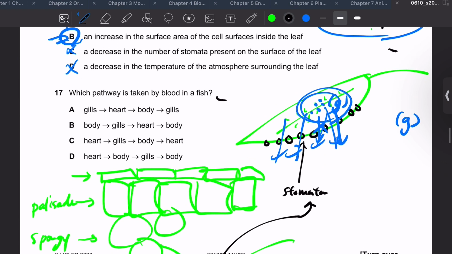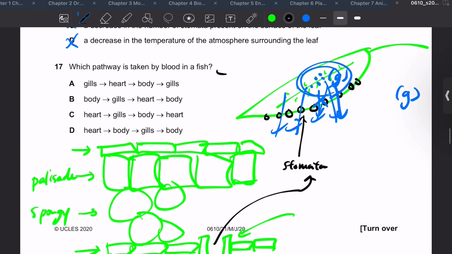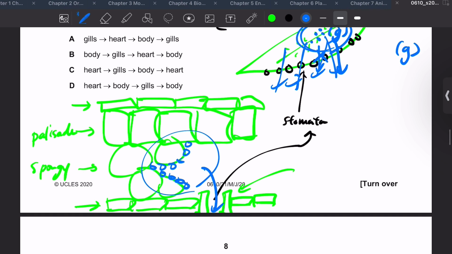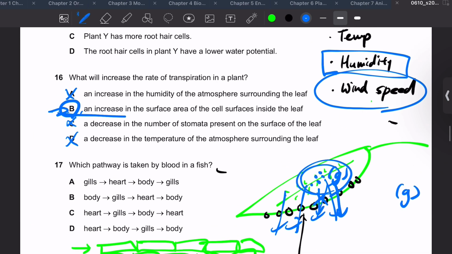So if the surface area of the cell surfaces inside a leaf gets increased, then there are more water molecules present. It's going to increase the amount of water vapor created, and it's going to diffuse out more because there's a higher concentration of water vapors. So B does look quite promising to me. I think B is the right answer for this one. I said B, okay?